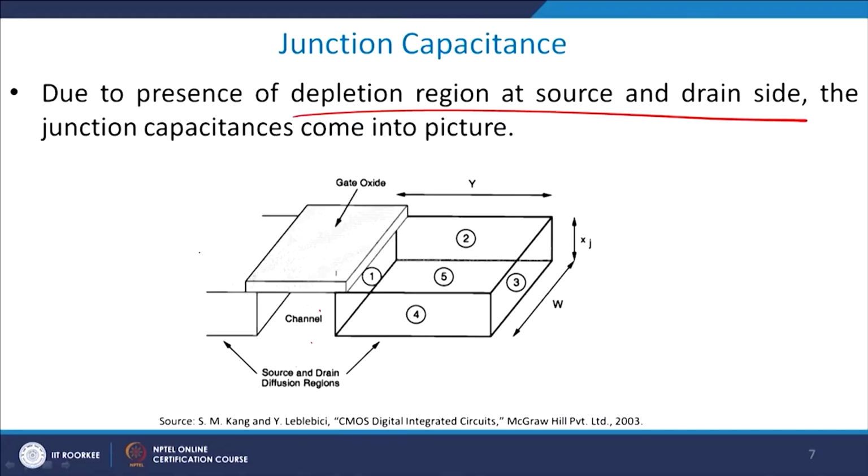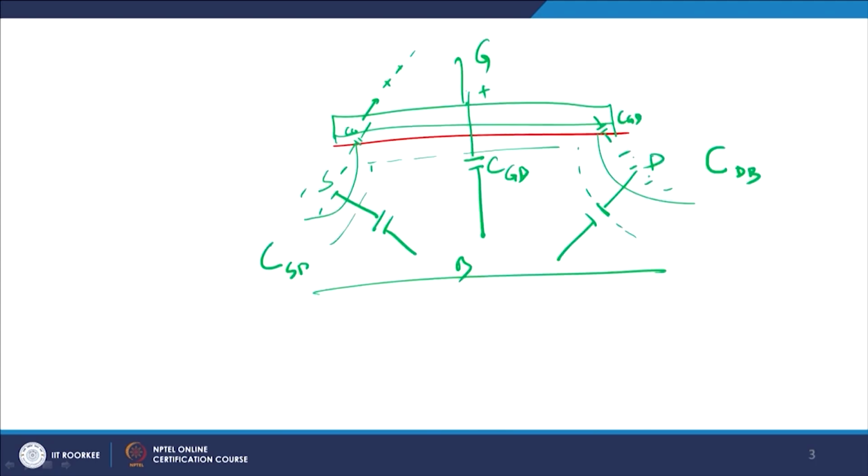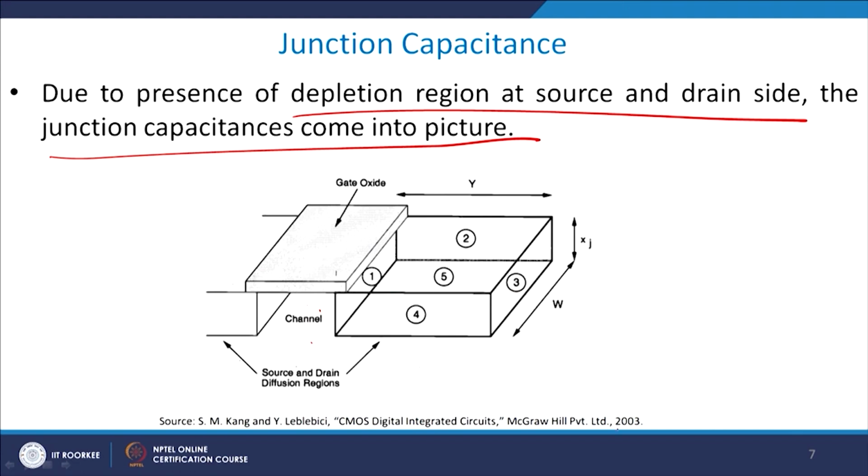Now, what is the junction capacitance? Due to the presence of depletion region at the source and drain end, the junction capacitance comes into picture, which is a very straightforward and simple way of looking at it. So you remember there was a depletion region here, this will give rise to junction capacitances. I think that is a very fair story, right.